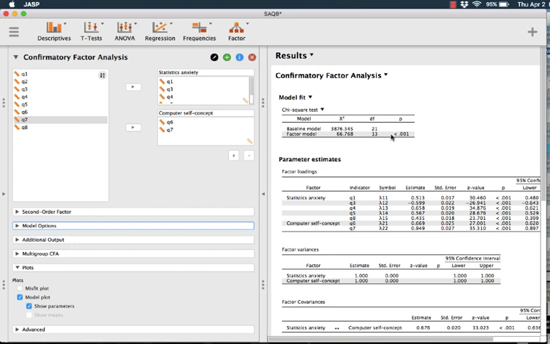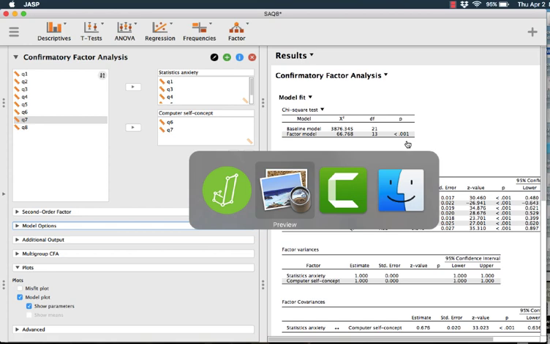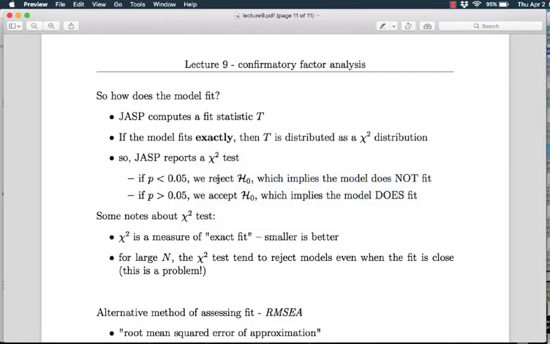That is actually completely false. Because p is less than 0.001, go back here, this means we're actually rejecting the null, which is a hypothesis of exact fit. This actually implies that the model does not fit our data. That's unfortunate, right? That's very unfortunate.